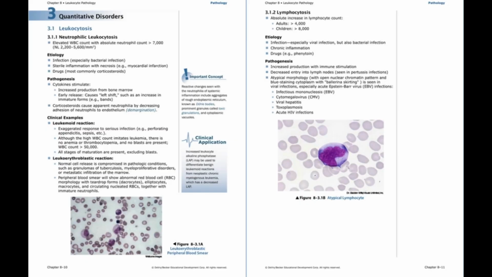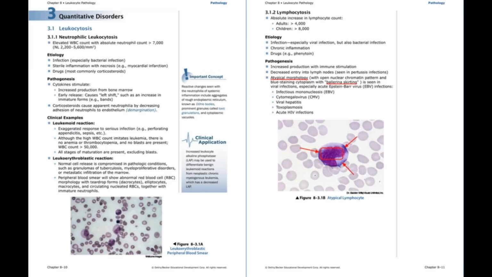It's very common under this antigenic stimulation, especially most of the viral infections, to see a mildly atypical morphology with an open nuclear chromatin pattern and so-called ballerina skirting. Figure 8-3.1b is a really good example of this. In this, you can see that the nucleus has open chromatin. That requires an experienced hematologic eye to appreciate. And then we can see that where the nucleus approaches the cytoplasm, there is this blue alteration in the cytoplasm, and this has been called ballerina skirting.